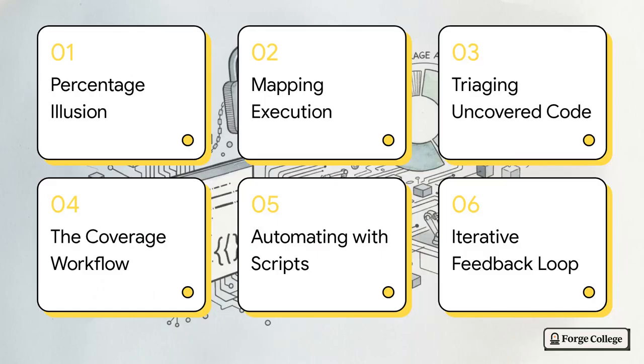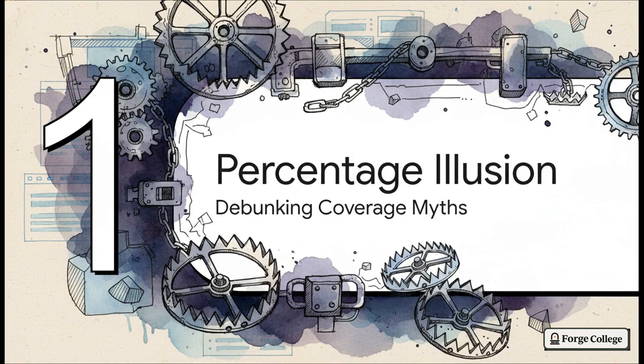Okay, here's our game plan for today's explainer. We'll be hitting 1. The percentage illusion, 2. Mapping execution to source, 3. Triaging uncovered code, 4. The coverage workflow, 5. Automating with scripts, and finally, 6. The iterative feedback loop.